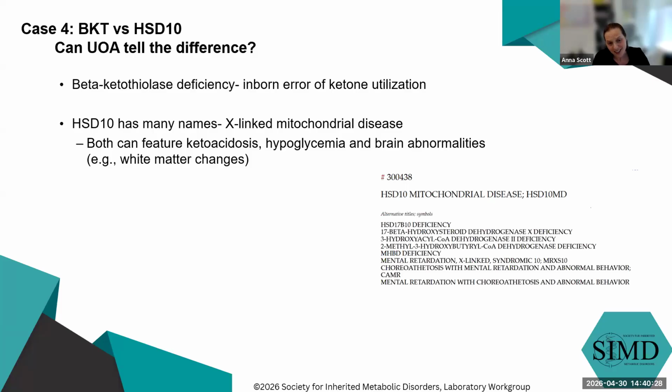But anyway, these guys can have similarities in the acylcarnitine profile. So Renata's question at the end was, can urine organic acid tell the difference? And punchline here is maybe. So both feature ketoacidosis and can present with hypoglycemia, brain abnormalities if that metabolic decompensation event has been severe. It's essentially white matter changes due to energy starvation.